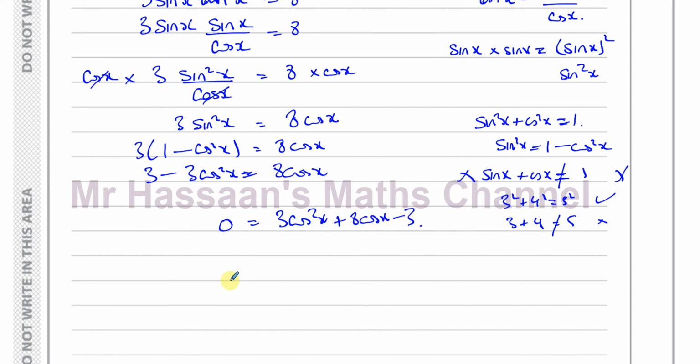You're left with this, so just write it in the same format on this side. So 3 cosine squared x plus 8 cosine x minus 3 equals 0. If 0 equals this, then this equals 0. So we have now shown what we had to show.